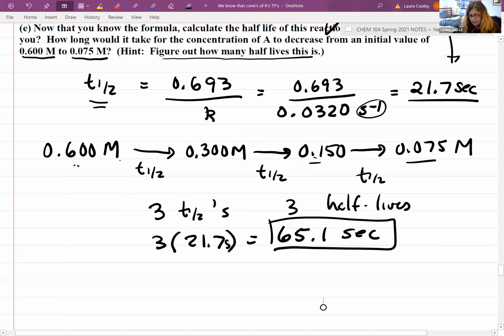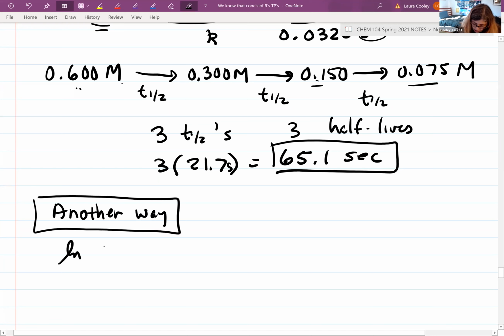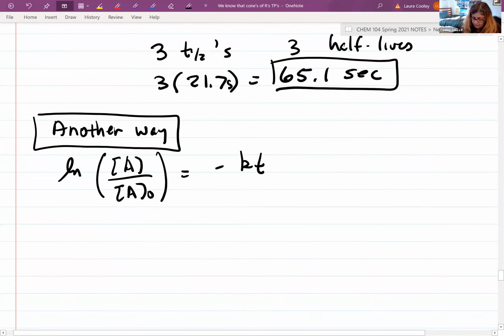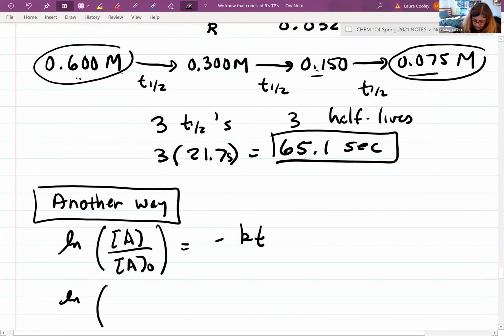All right. Now that's not the only way to do it. You could do it this way. Another way. The log of A over A0 is minus KT. Okay. So we're looking for the time of going from this molarity to this molarity. So we know that we want 0.075 molar. We started at 0.6 molar.